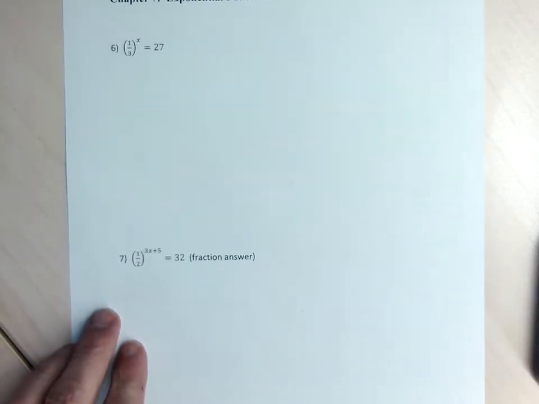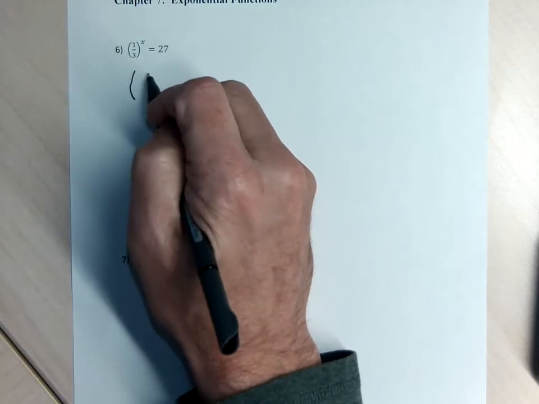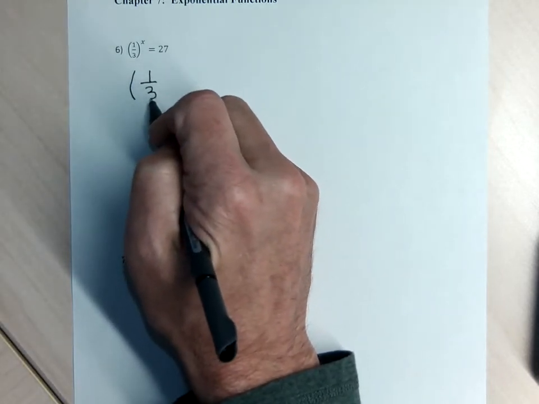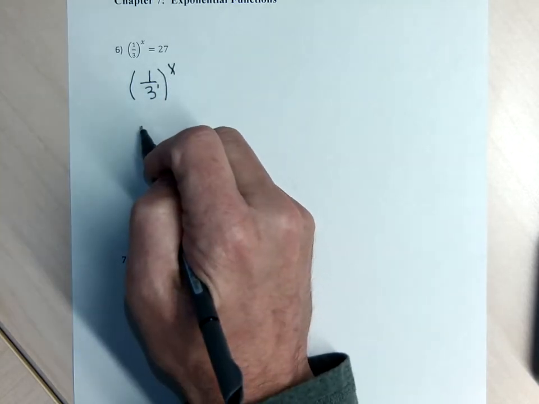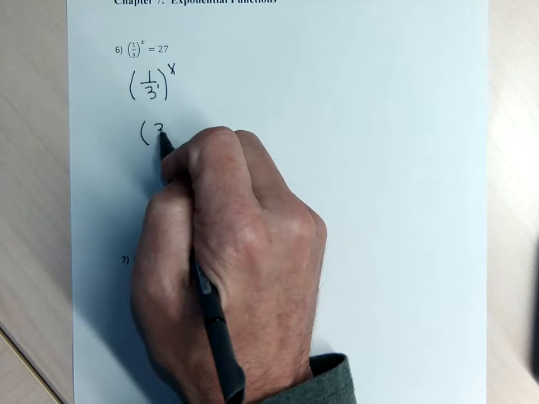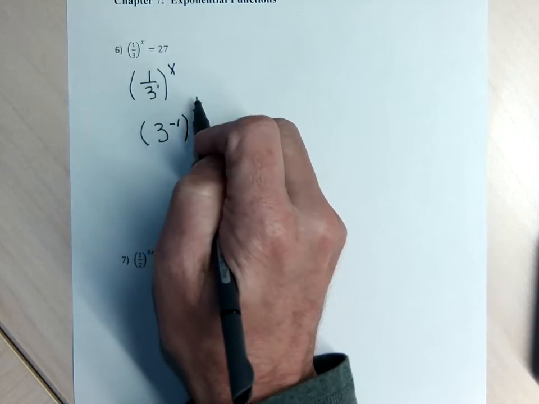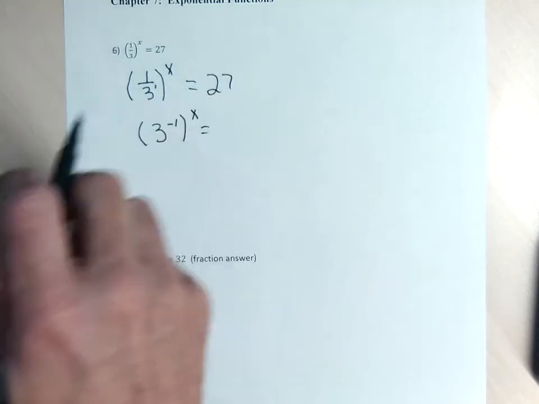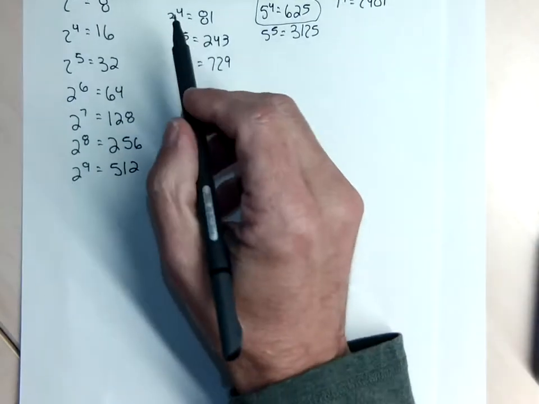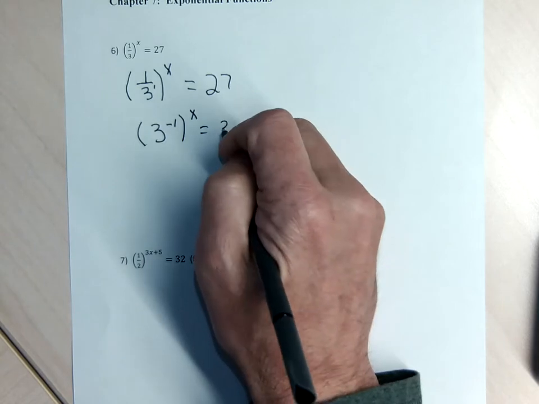6 and 7 are fractions. The fractions I need to change to negative exponents. So in 6, this is 1 over 3 to the 1st to the x on the left-hand side. And I'm going to change that left-hand side to 3 to the negative 1 to the x. The right-hand side is 27, and the prime factoring for 27 is 3 cubed. So I'm going to make the right-hand side 3 cubed.